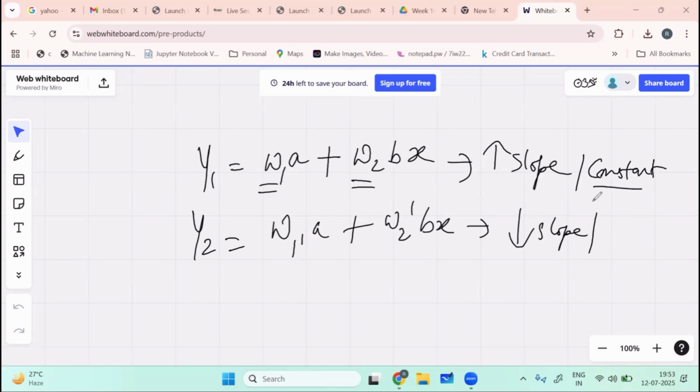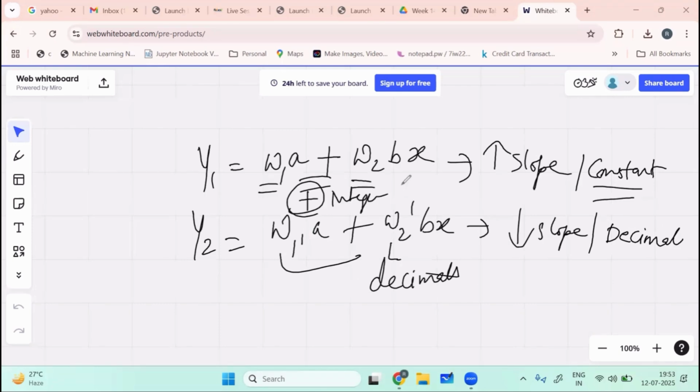So in that case, multiply with decimal values. This W2, right, kind of weights should be in decimals. And this should be in what? Positive integers.